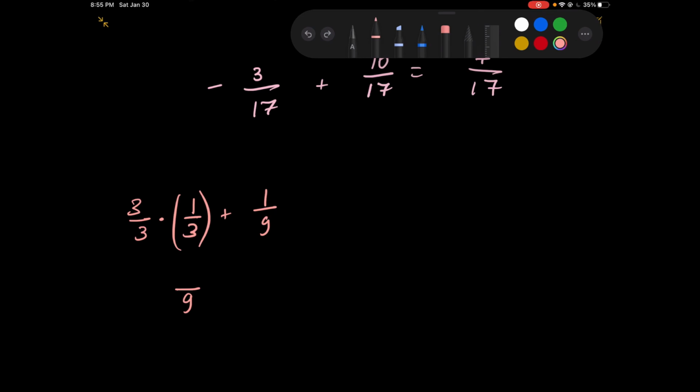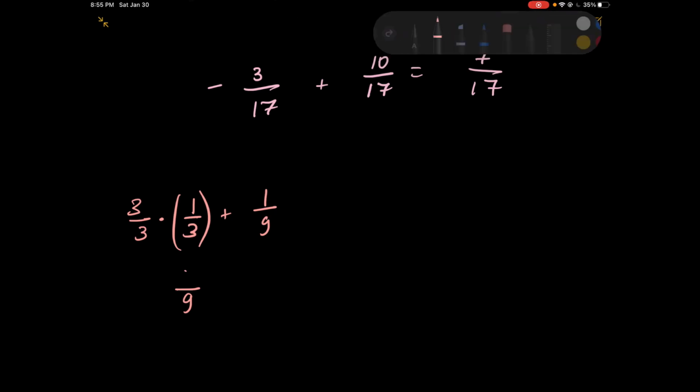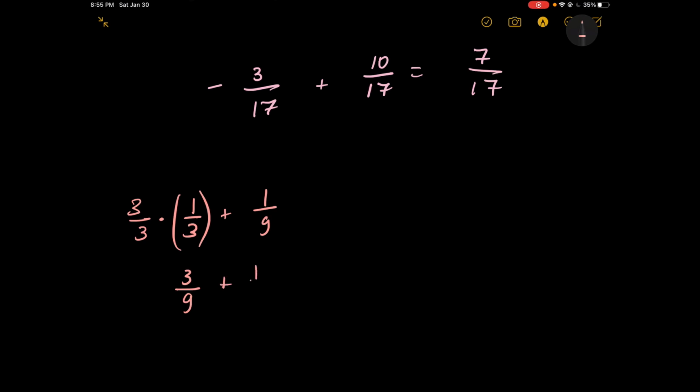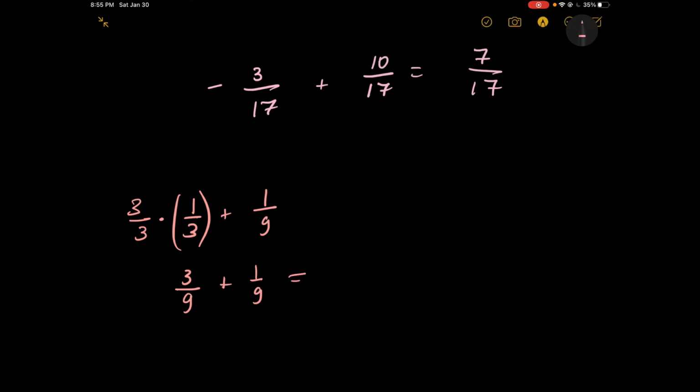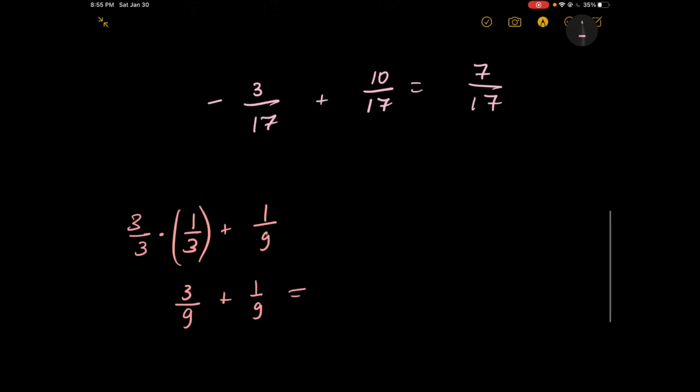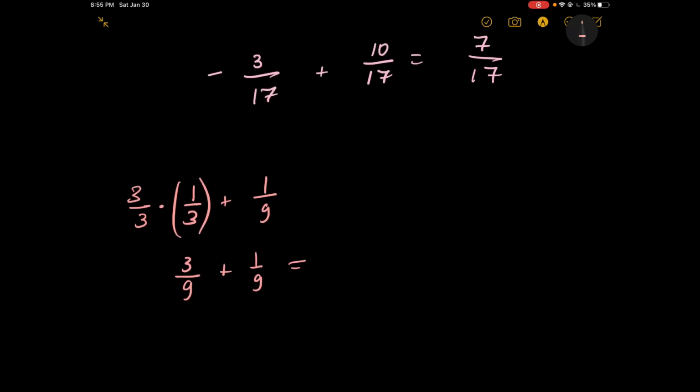And 1 times any number is always going to be itself, so I didn't really change it, technically speaking. So this just becomes 3/9 plus 1/9. You can check me on this by simplifying 3/9. If it simplifies back to being 1/3, then that means that 3/9 and 1/3 are effectively the same exact thing. Now it's just adding up two fractions with a common denominator. So this just becomes 4/9.